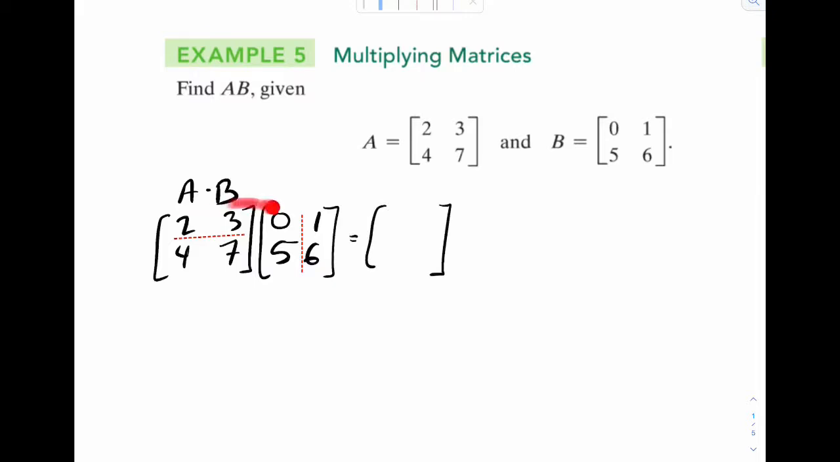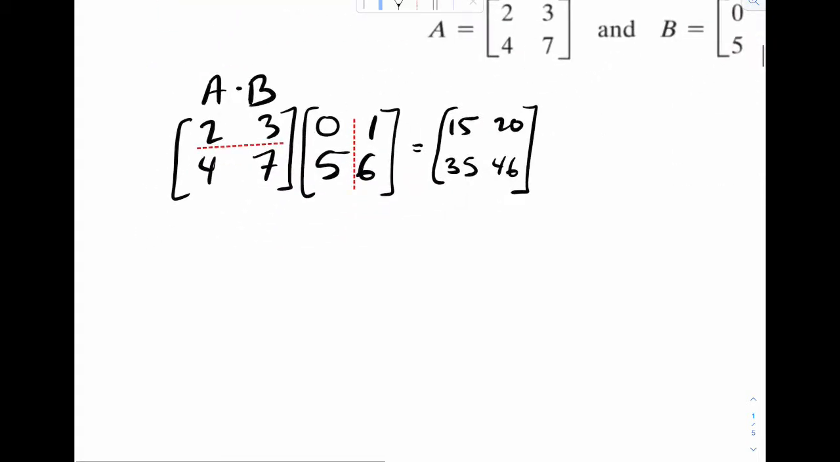So let's multiply 2 times 0, that's 0, plus 3 times 5, that's going to be 15. Okay, let's do the bottom left. So 4 times 0, that's 0, plus 7 times 5, that's 35. Next one, let's say I want top right. So 2 times 1, plus 3 times 6, that would be 20. Let's say I want bottom right. That's 4 times 1, plus 7 times 6, that would be 46. There's your answer. Now let's say I flipped it, B times A.